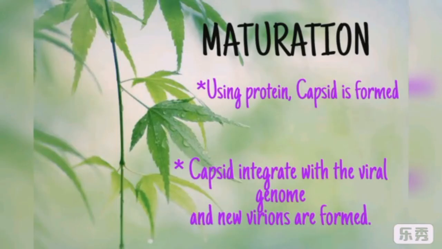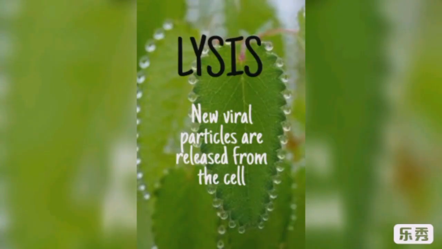Okay. Now the next step is maturation. Once the protein is formed, using this protein, the capsid is formed for the formation of virus. Once the capsid is formed, it integrates with the viral genome and as a result, new viral particles are formed. The last step is lysis. Once the new viral particles are formed, they are released from the cell or released from the host. So these are the steps in the life cycle of virus.